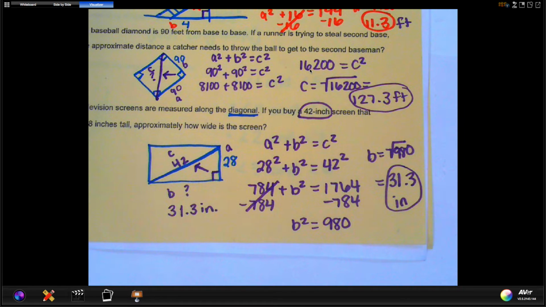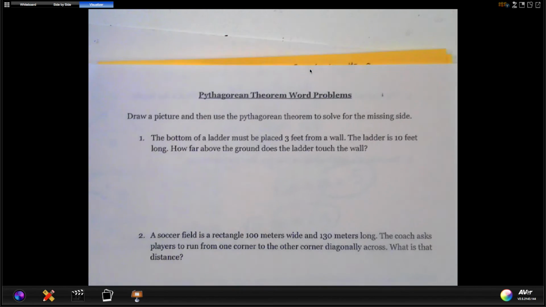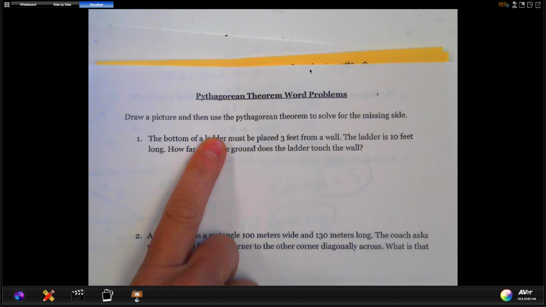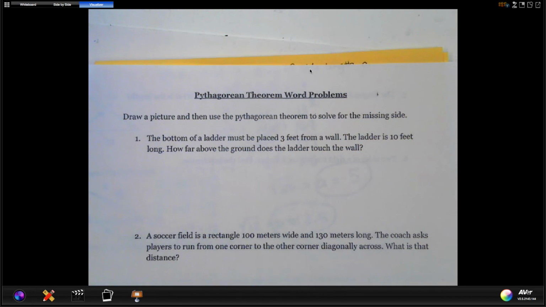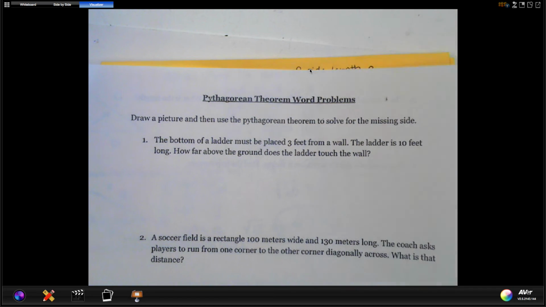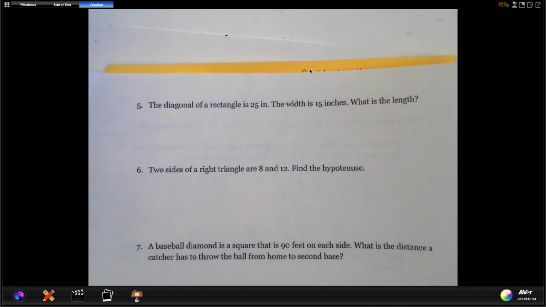If you have me for class, the homework looks like this. It says Pythagorean Theorem word problems on the top. So what you want to do is follow the instructions, draw a picture, and then use the Pythagorean theorem for each question to solve them. There's 4 on the front, and there is another 5 on the back, giving you a total of 9 questions.